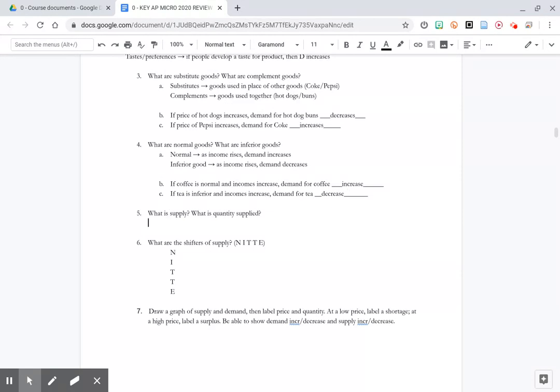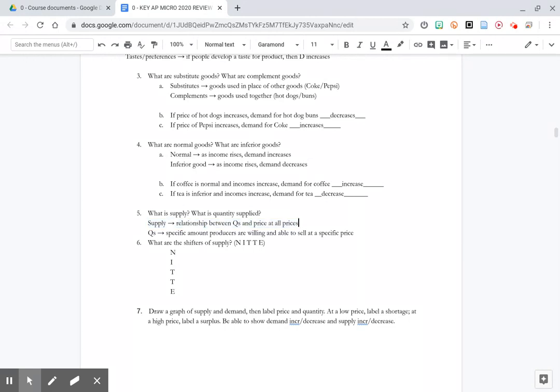Supply and quantity supplied is similar to how we define demand and quantity demanded. Supply is the relationship between quantity supplied and price at all prices. And so we have to know what quantity supplied is. Quantity supplied is the amount, and it's a specific amount producers are willing and able to sell at a specific price. And so we would say that price can change the quantity supplied, but price doesn't change supply.